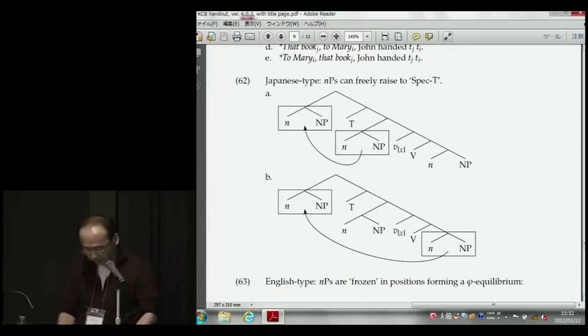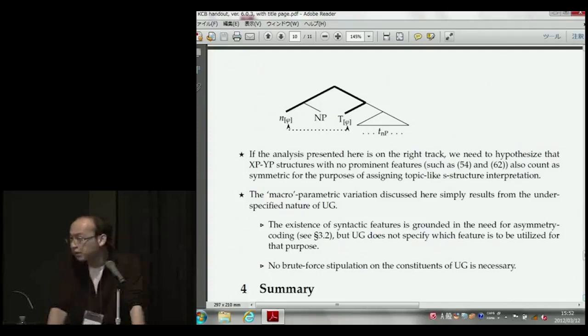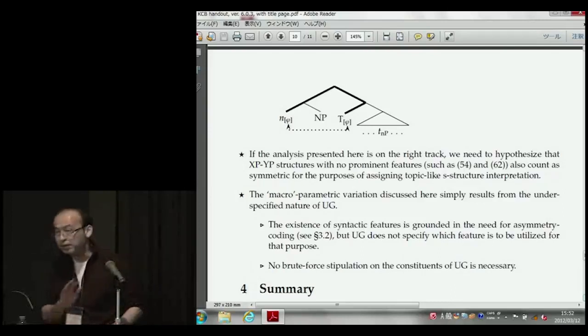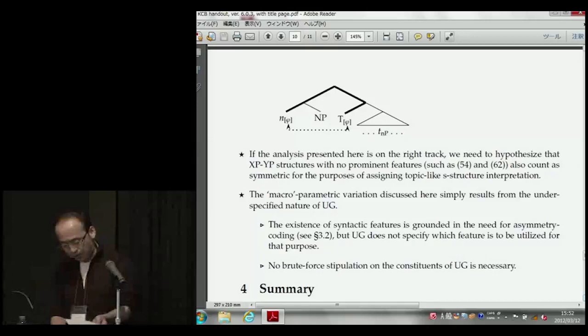Notice that if the analysis presented here is on the right track, we need to hypothesize that XP, YP structures with no prominent features, such as 54 and 62 back there, also count as symmetric for the purpose of assigning topic-like S structure interpretation. This is, in fact, partially implied in the definition of featural symmetry in 21, as I briefly mentioned, where we use the connective if, not only if. So if there's no such a feature around, then the equilibrium is obtained. Anyway, I will come back to that later.